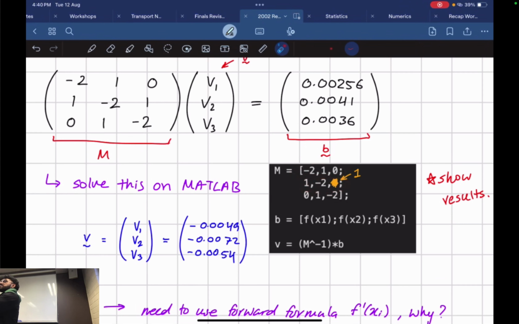The second row is when we sub in 2. The third row is when we sub in 3. Yeah, but when you sub in 0, we don't include it. When you sub in 0, you get 0 as well, so you don't include it.